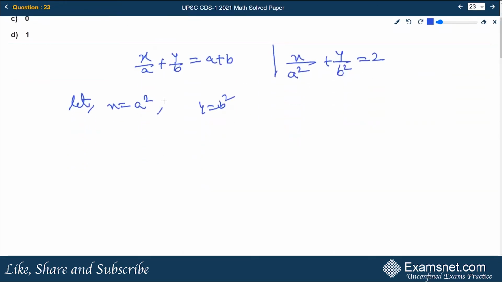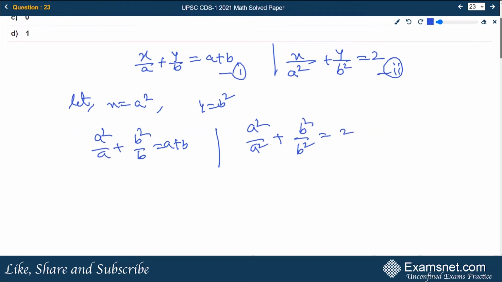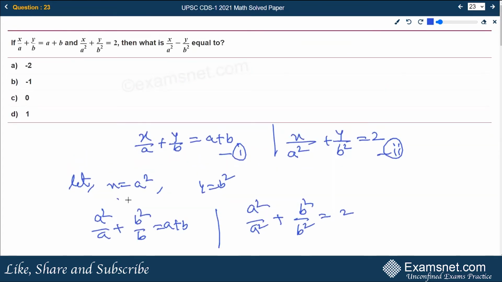So let's check whether these two values will satisfy these two equations or not. Here let's put a square by a plus b square by b. Yes, we are getting a plus b. Also a square by a square plus b square by b square equals 2. Yes, we are getting 2. So that means we can assume these two values for x and y, which satisfy these two equations.